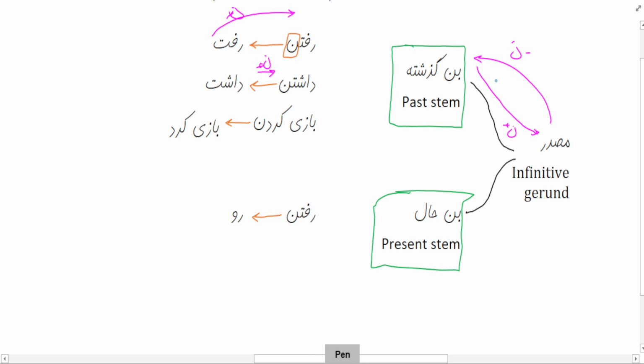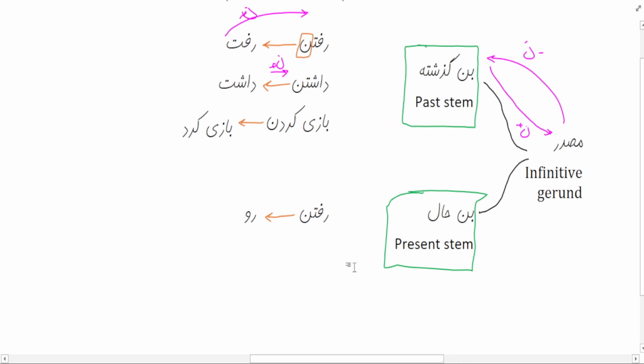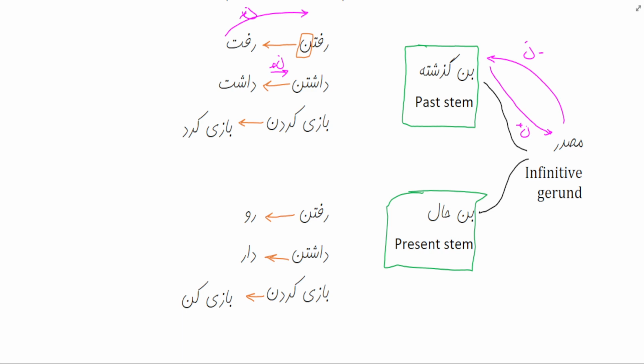All right, now to make the list complete here, let me put the other forms of this guy. So داشتن and بازی کردن. What are the present stem forms of these two? For داشتن we have دار, and for بازی کردن we got بازی کن.